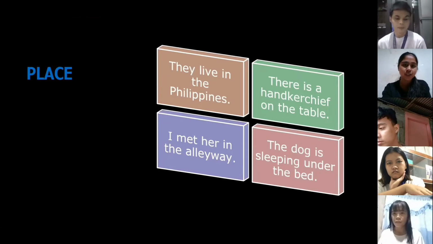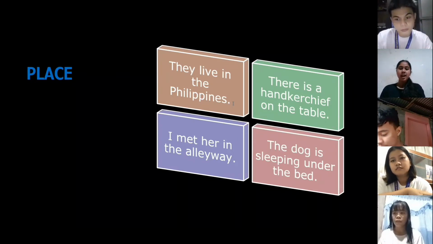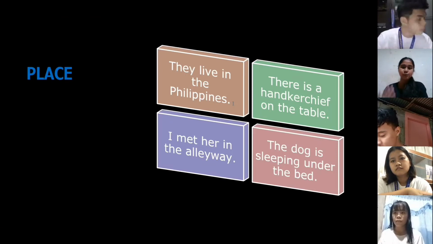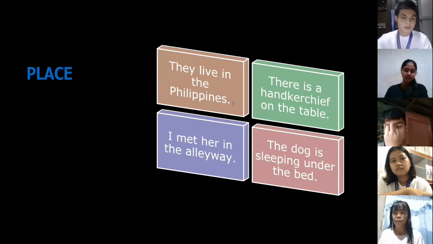So take a look at these examples. They live in the Philippines. So in is used because obviously every country has a boundary. Same with the next example. I met her in the alleyway. So for the preposition on, there is a handkerchief on the table. It means that the handkerchief is on the surface of the table.